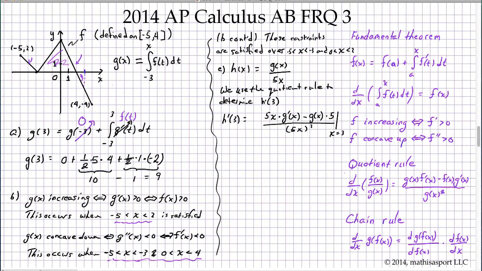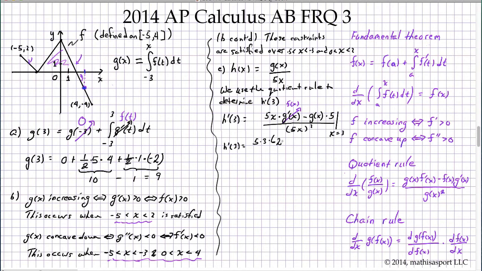Well, what sort of sense can we make of this? Let's see. I'm going to write this as h prime of 3 equals 5 times, what is x? 3. Now, what about g prime of x? Well, g prime of x is f of x. So let's just note that. And what is f of 3? Well, let's see. f of 3 is -2, just reading it off from the graph right here. That is f of 3.